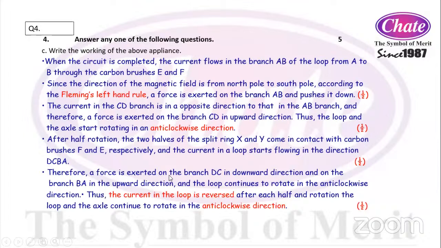Therefore, the force is exerted on the branch DC in the downward direction and on the branch BA in the upward direction, and the loop continues to rotate in the anti-clockwise direction. Though the current changes its path, it will not change the direction of the loop. It will continuously rotate anti-clockwise. The current in the loop is reversed after each half rotation of the loop, and the axle continues to rotate in the anti-clockwise direction. That gives the motion to the axle. In this way, the motor works.